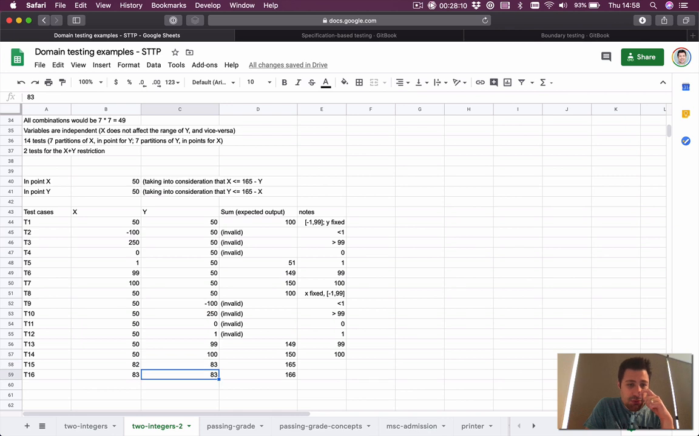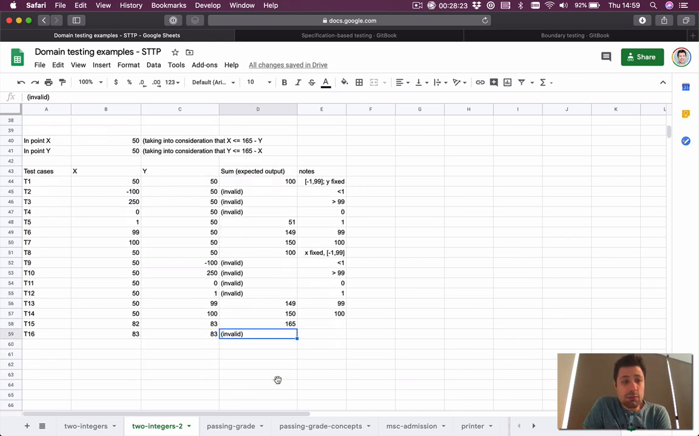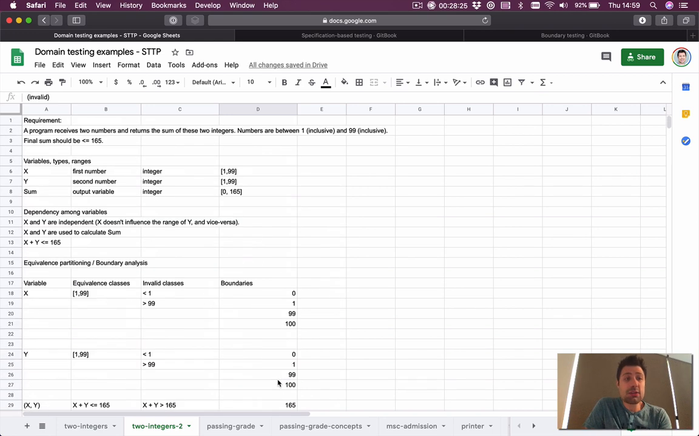And then I test the off point. 83 seems to me like the real moment where the boundary changes, and the program returns invalid. That should be the output. So that's it. That's how I took this extra restriction into consideration in this problem.